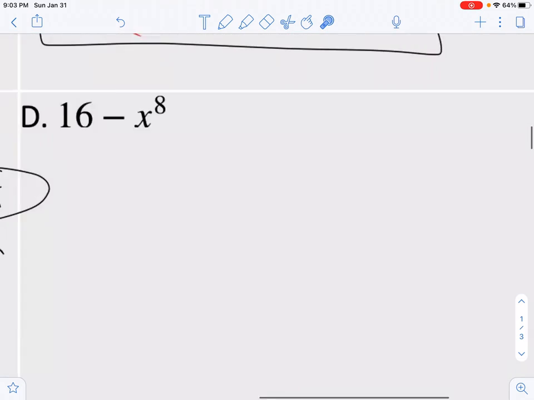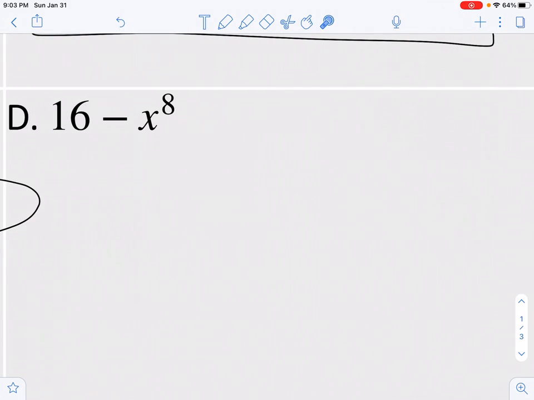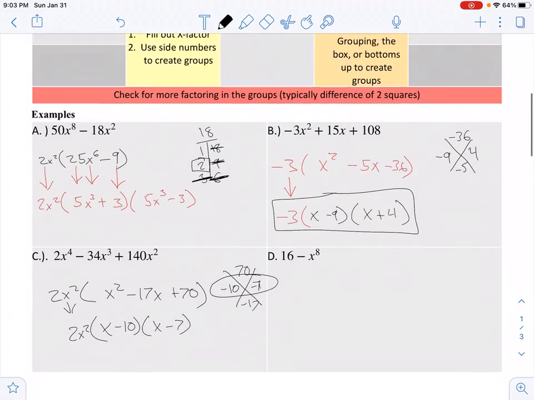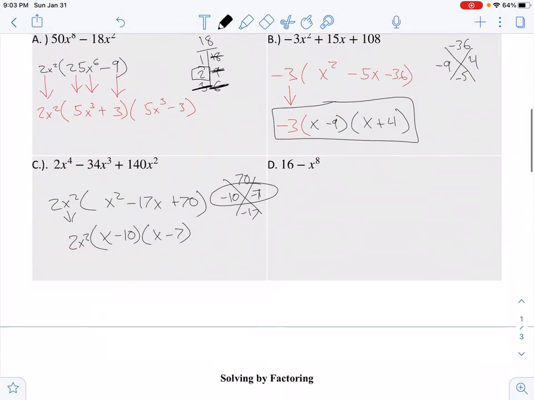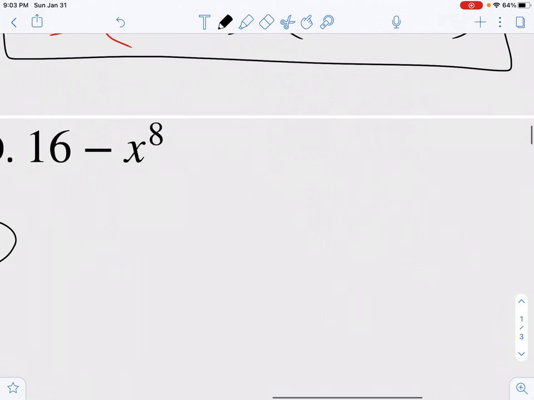Okay, and then example D. We're looking for greatest common factor. There is no greatest common factor between these. I would need a variable here, which I don't have, and I would need a number over here, which I don't have. So then my next pattern I'm looking for, 1, 2, or 3 terms. This has 2 terms. That means I'm going to be looking for difference of squares. I do have perfect squares. Check this out. This one's going to be kind of a long one, so just hang with me.